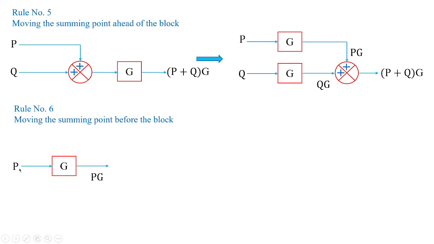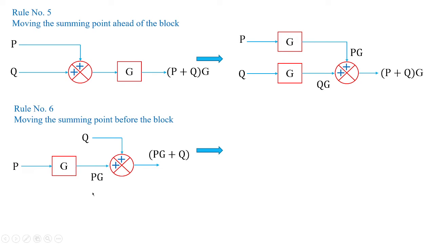And another rule, moving the summing point before the block, means what? You have this block G, whose output multiplied with P will become PG, and Q is taken as a summing point along with this PG, and the value is PG plus Q. Okay. Now what I have to do, I have to take this summing point before G. Unlike in rule 5, we have taken after G. Now this summing point has to be placed before G. For that, what do we have to do?